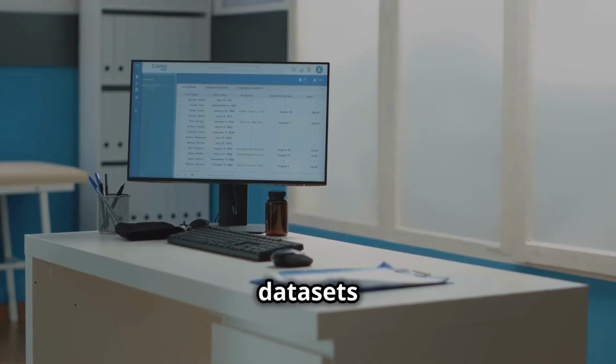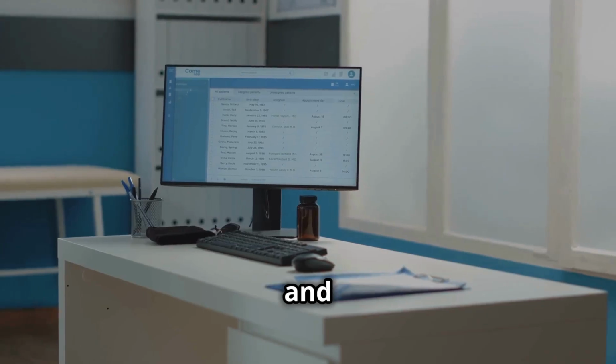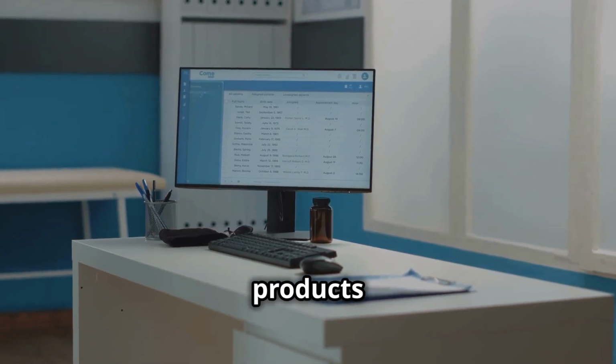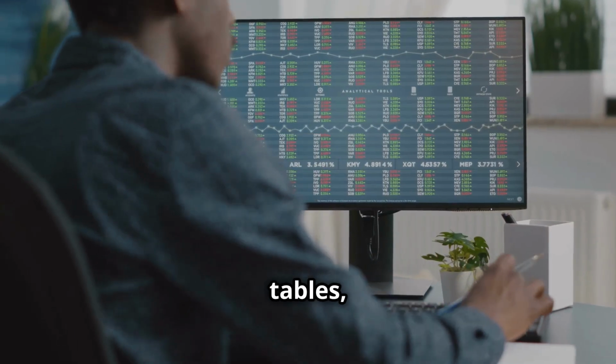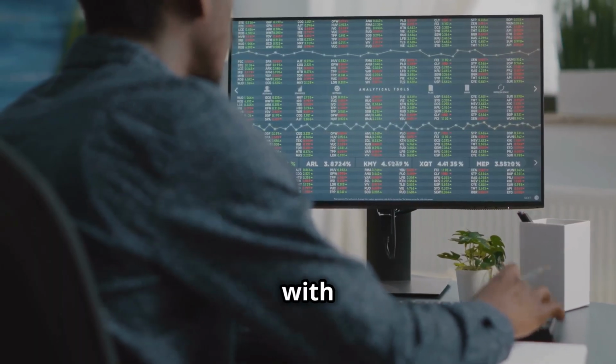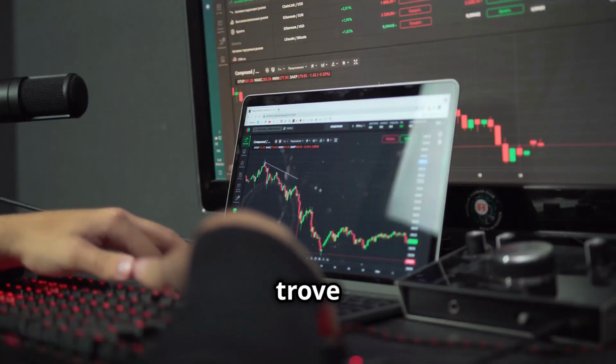Think of two separate datasets, one containing customer information like names and addresses, and another with their order history, such as products purchased and dates. A join operation allows us to merge these tables, connecting each customer's information with their specific purchases. This fusion of data unlocks a treasure trove of insights.